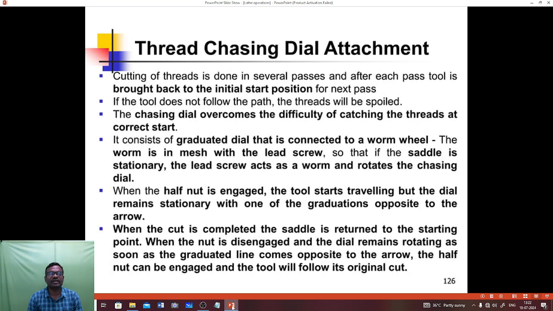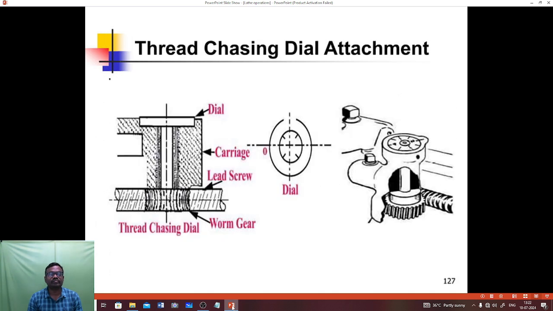It consists of graduated dial that is connected to a worm wheel. The worm is in mesh with the lead screw, so that if the saddle is stationary, the lead screw acts as a worm and rotates the chasing dial. Thread chasing dial attachment is shown in the figure. It consists of some parts such as dial, carriage, lead screw, worm gear and thread chasing dial.